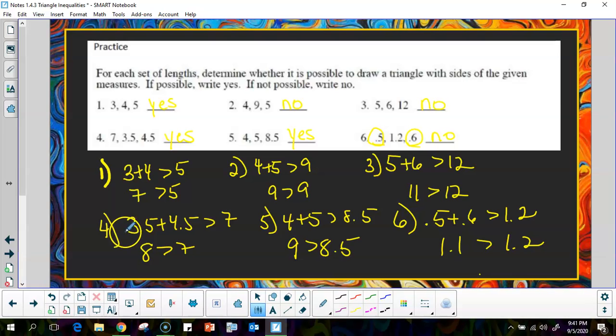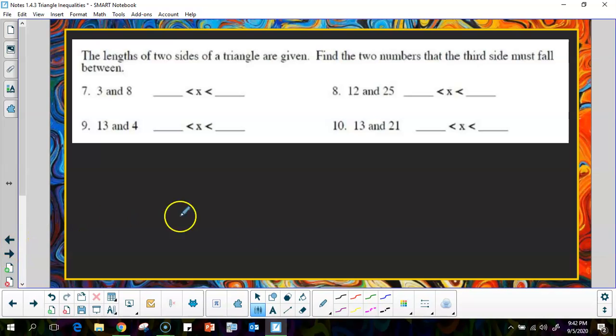All right, so that's all there is to that. If you're given the 3 lengths, add up the 2 smallest ones. If it's greater than the biggest one, your answer is yes. If it's not, the answer is no. Okay, let's move on to some other type examples.